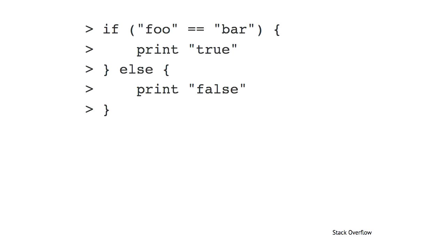Let's talk about Perl. I want to check the equality of foo and bar. If they are equal, I want to print true. If they're not, I want to print false. What does this output? True, because double equals in Perl is numeric equality, not string equality, and it will cast those strings to be zero, and thus they are equal. Finding this bug in the middle of a very monolithic Perl system, that was fun.